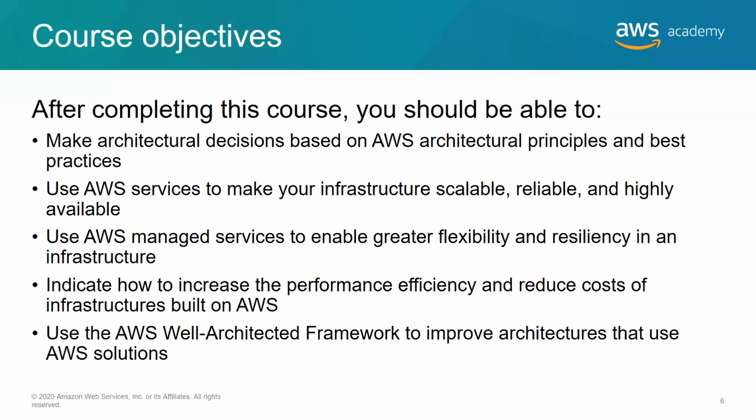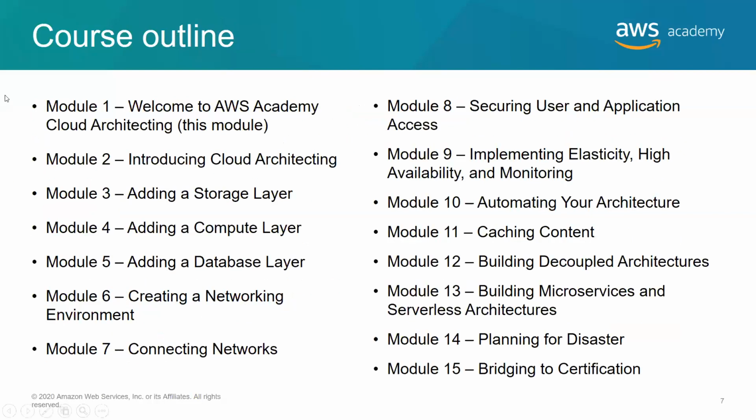The next one is to indicate how to increase performance efficiency and reduce the cost of infrastructure built on AWS. You will come to know the Well-Architected Framework. There are 5 pillars here, and we are going to discuss those 5 pillars today, along with the best practices to improve your architecture and the use of AWS solutions.